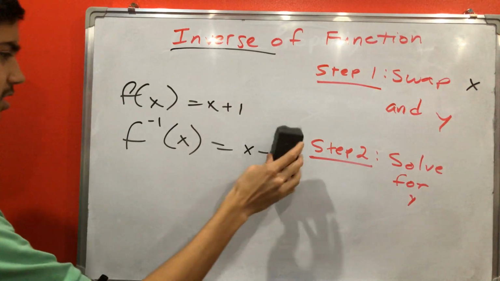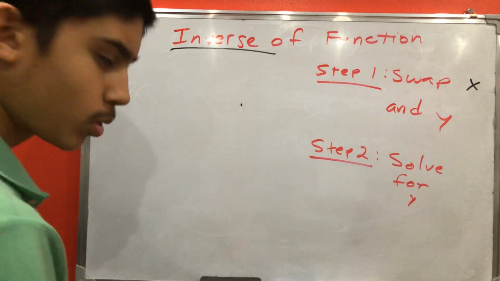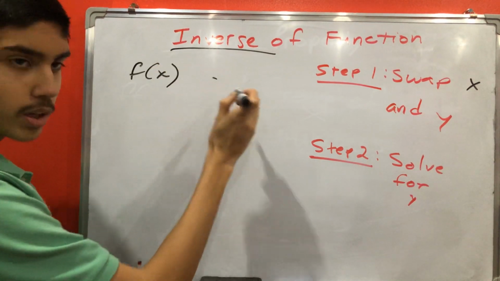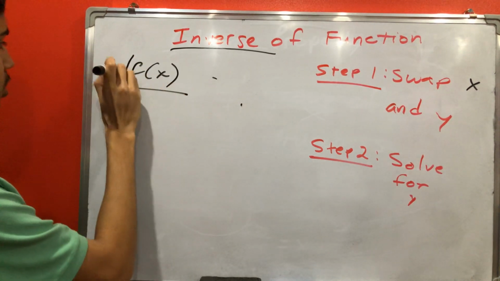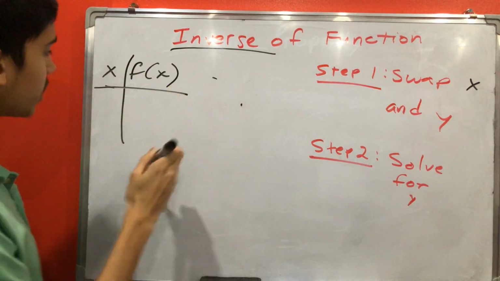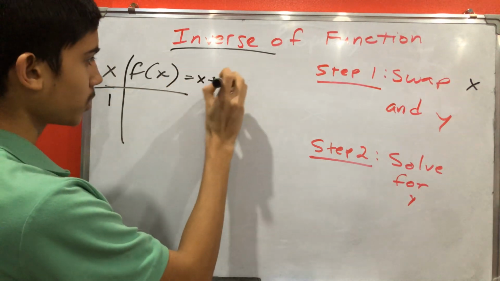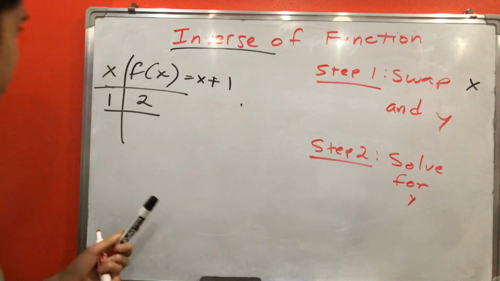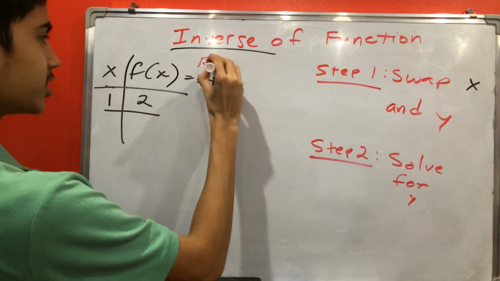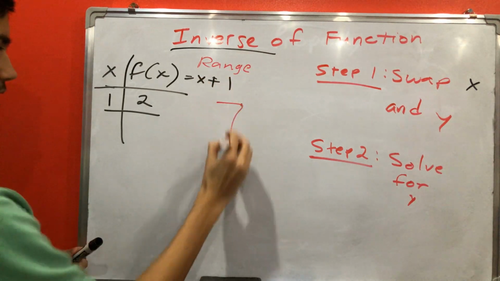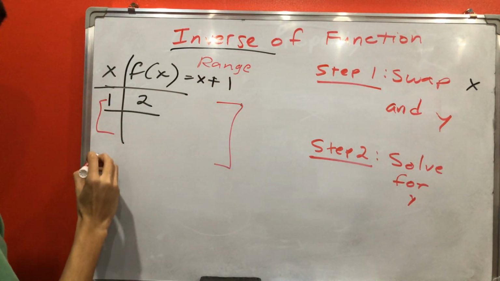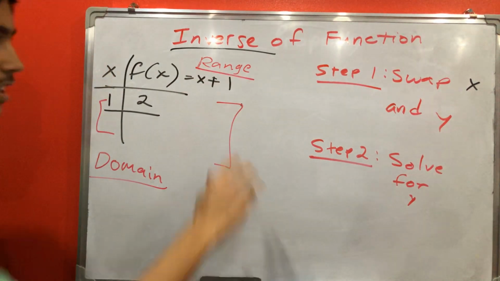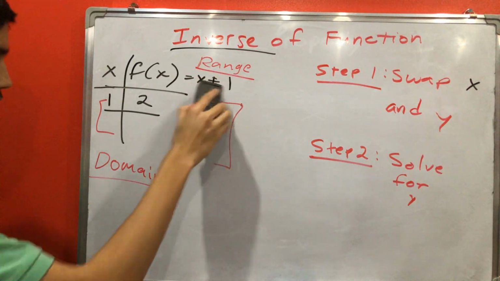But I want to tell you why this is even important. The idea is that we have domain and range. If we have f of x, we have our input and we have our output. So I'm going to make a table with an input and an output. If I put in 1, and f of x is x plus 1, our output is 2. All of these output values are called the range, and all of these input values are the domain. Domain and range.